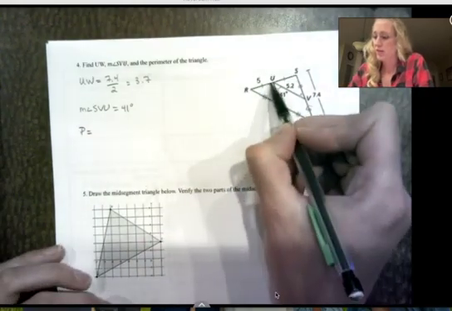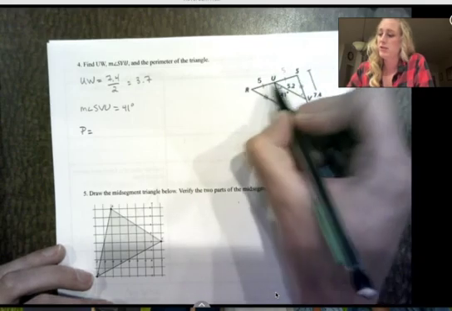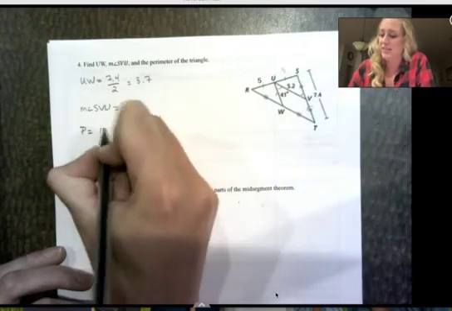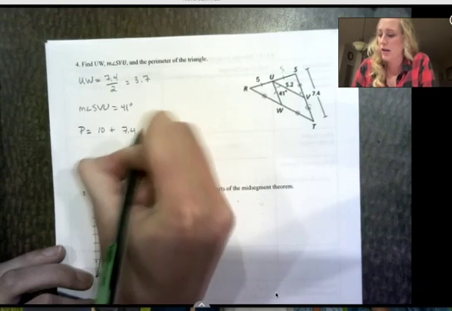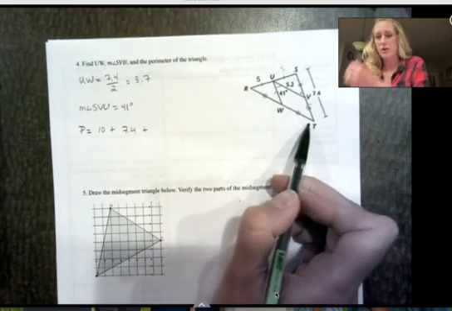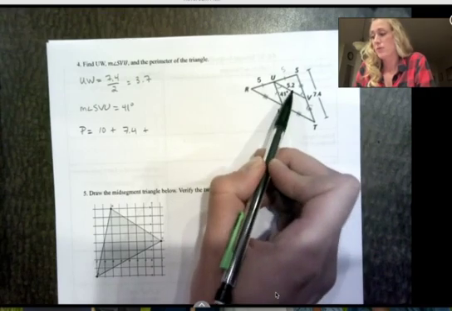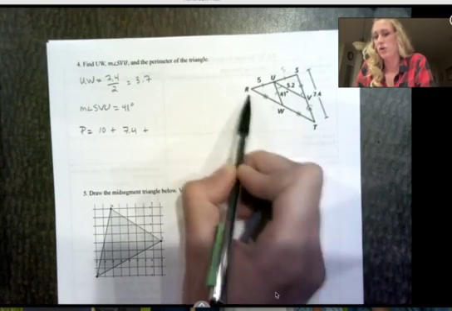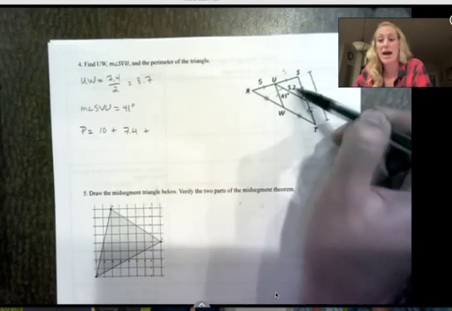Well, this one is given as 5, so this must also be 5. So 5 plus 5 gives us that side of 10. We know this whole side is 7.4. And then the third side, okay, well, the midsegment UV, remember, is half of RT, the side that it's parallel to. So 5.2 is half of what?